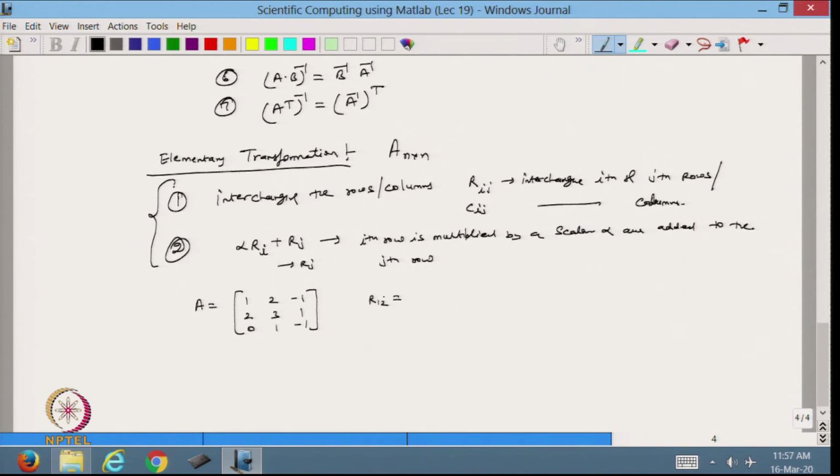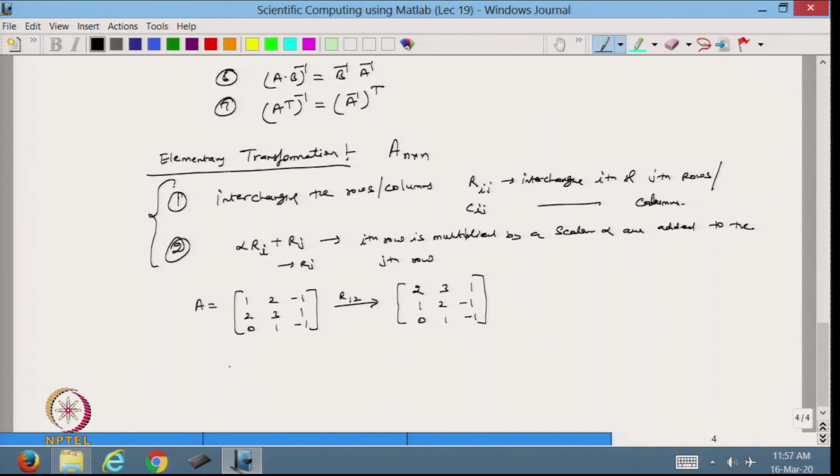Now suppose I apply the operation R_12. Generally we put an arrow and write R_12. It means I am applying the elementary operation of interchanging the first and the second row. So, I will write 2, 3, 1; 1, 2, minus 1; 0, 1, minus 1. This is the outcome after applying the operation R_12.